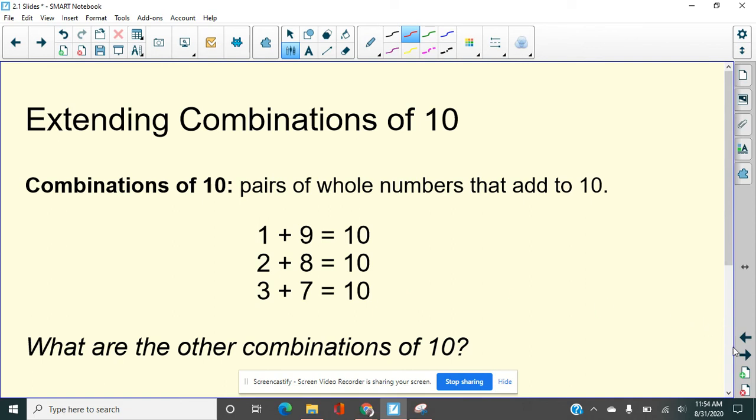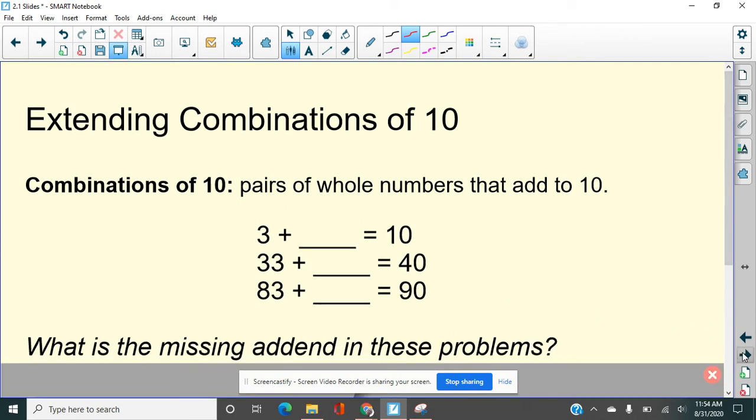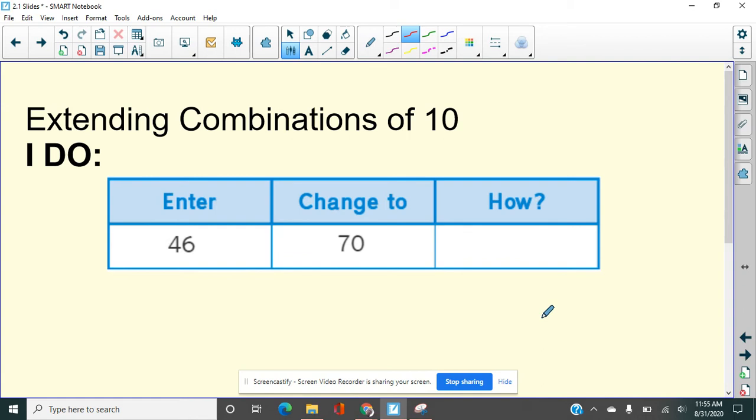So knowing things that equal 10, we can use that because we can now extend these. So we know that 3 plus 7 equals 10. So 33 plus something equals, see, look, this is the next 10. If I was going to count by tens, after I said 30, I would say 40. So 7 more would make 40. Same thing here, 83, 7 more gets you up to 90. So these are using groups of 10 in order to get there.